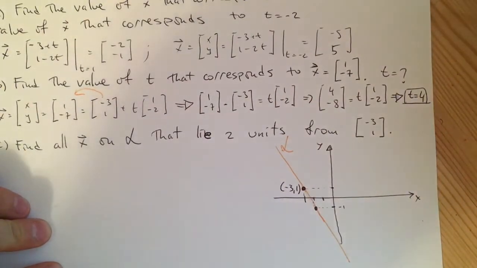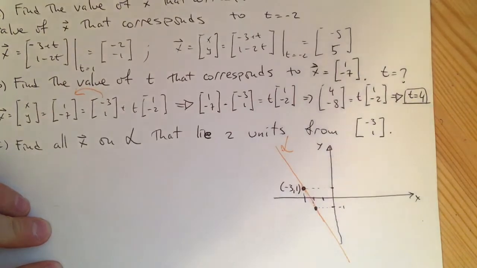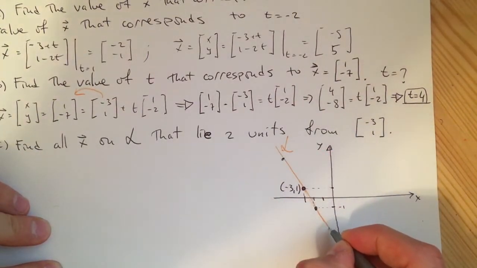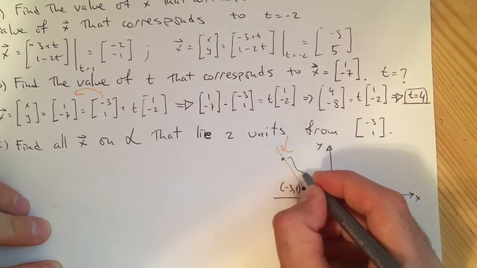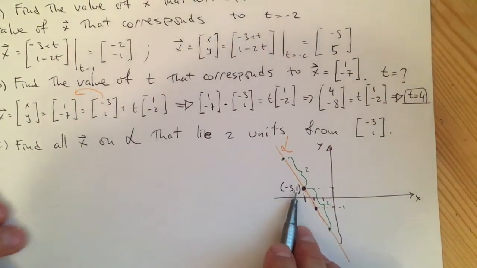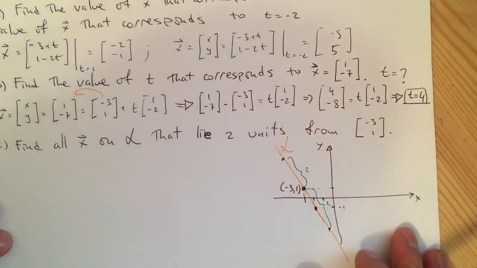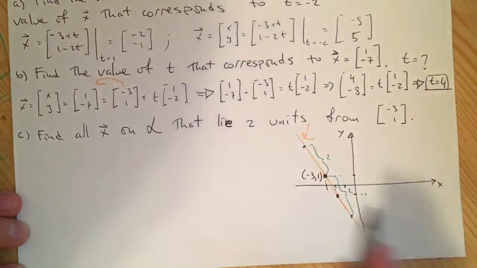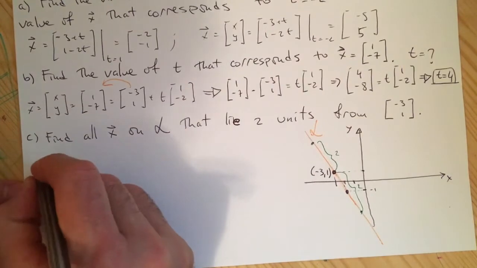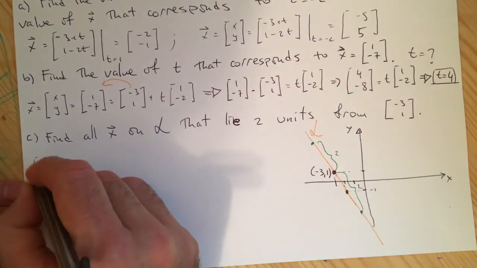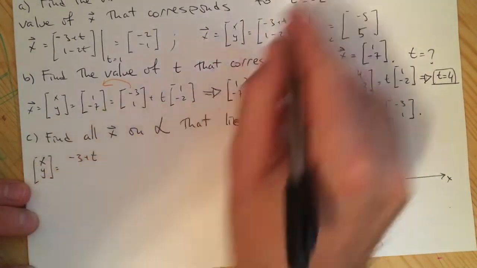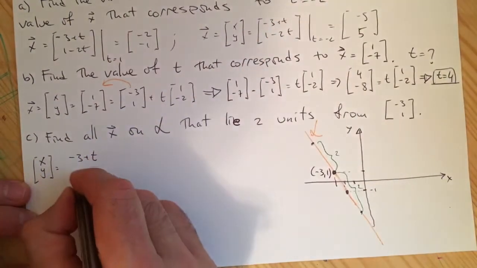We have to find 2 points that lie on this line that are 2 units away from the point (-3, 1). Okay, so how are we going to do that? Every point that lies on the line satisfies this equation. Every point has coordinates x and y defined as (-3 + t, 1 - 2t).